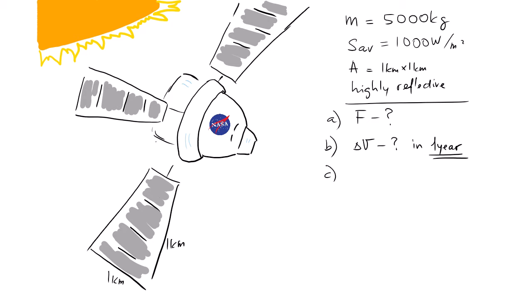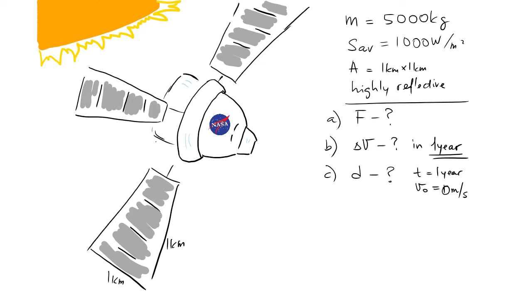And finally, we want to find out how far it will travel in 1 year if it starts from rest. So we want to find the distance it will travel in time equals 1 year, when the sail starts from rest. So rest is 0 meters per second.